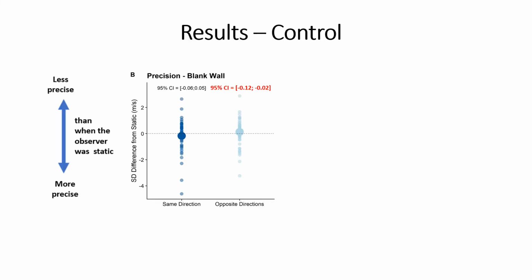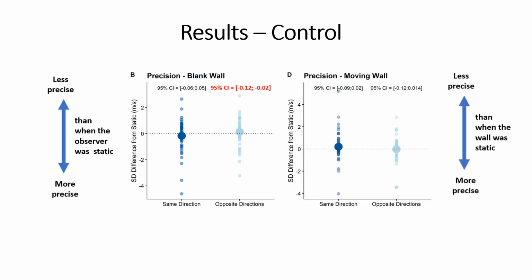All right, to complete the set of results, let's look at precision in the control data. In our self-motion with a blank wall condition, we found again no significant difference in the same direction motion profile, but we did find a difference for the opposite directions motion profile, where the precision was indeed significantly lower than when participants were static. And for the moving wall, where we wouldn't predict any differences since no self-motion was simulated, we indeed didn't find any differences.